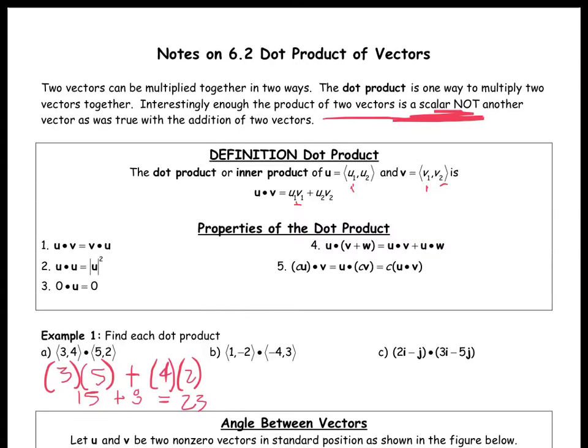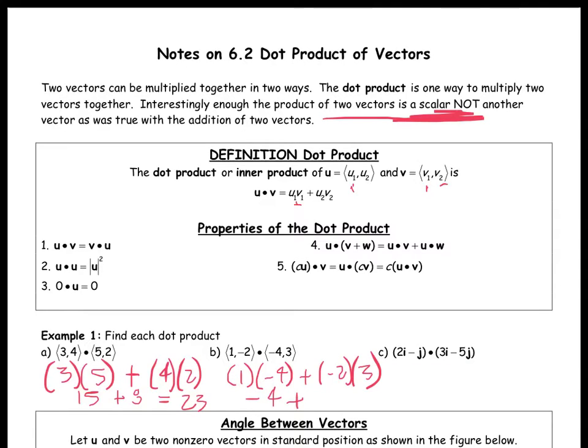You will find out later why you have to use the dot product. You're going to find the length of a vector using the dot product. It's just a skill for now. In example B, I'm going to do the same thing. I multiply the first components together and add that to the product of the second components. Negative 4 times 1 is negative 4.